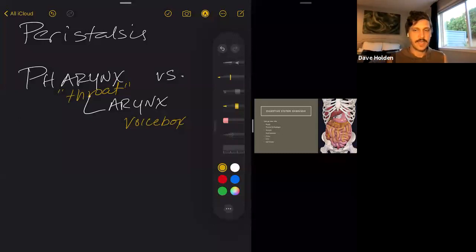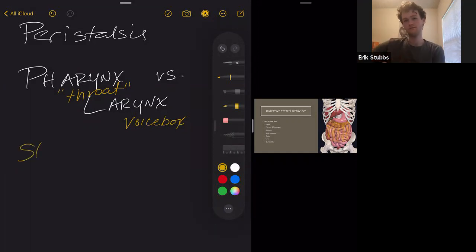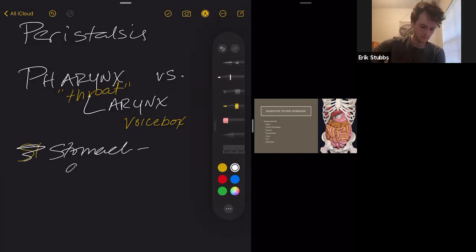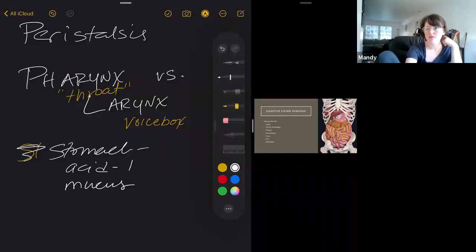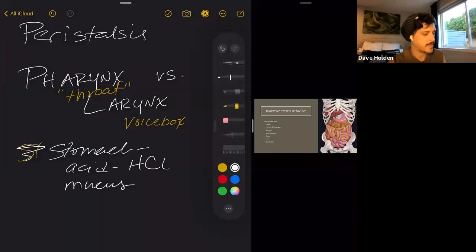All right. So we said the stomach is where the mechanical digestion happens. Where is chemical digestion going on here? What are the main secretions of the stomach? Do you guys know what the two main secretions are in the stomach? Mucus and acid. Can you tell me what kind of acid the stomach mainly secretes? Hydrochloric. HCl. Hydrochloric acid.